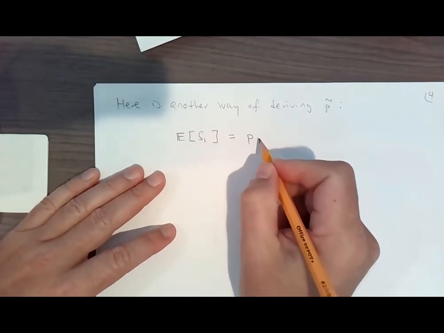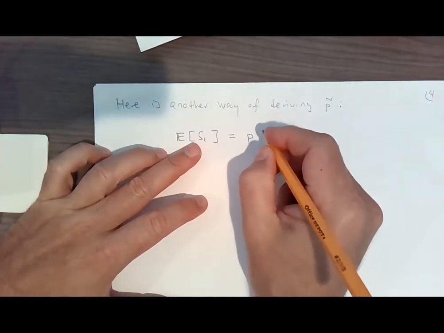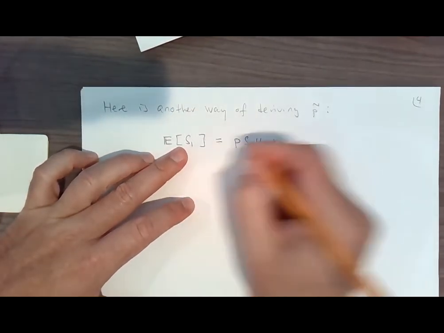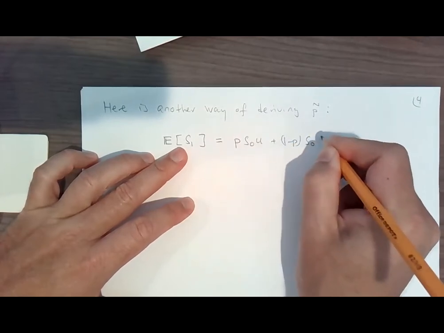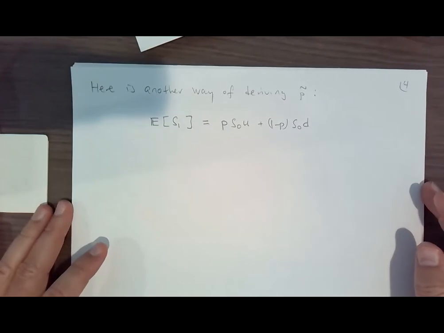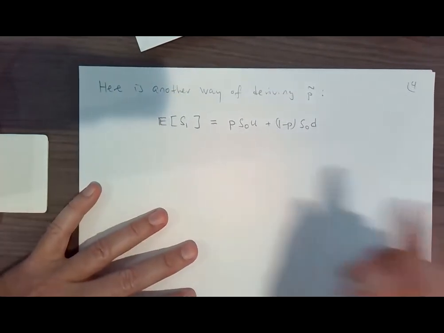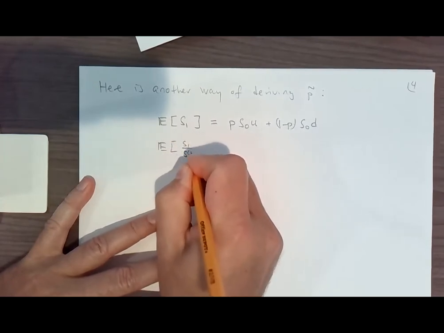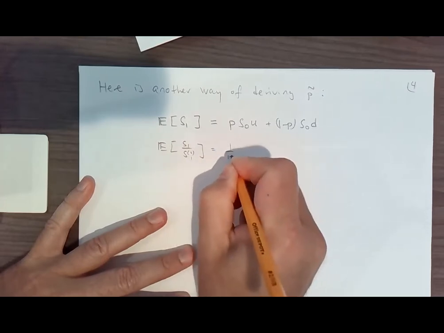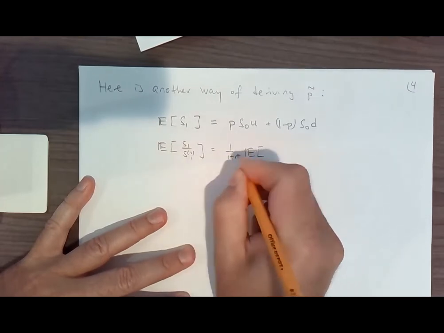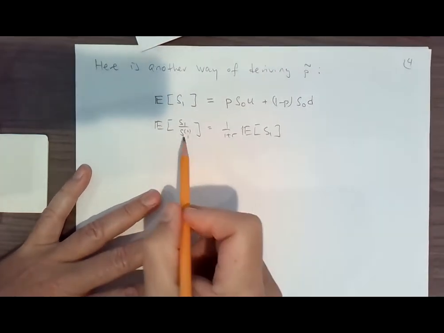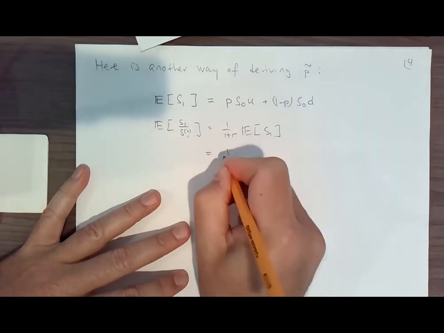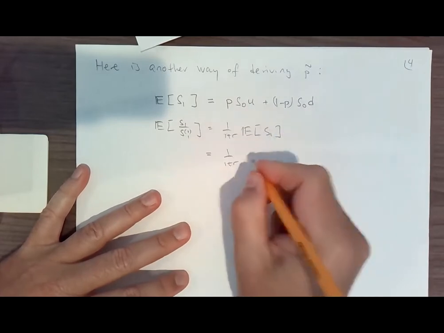And then this is going to be the value that S1 has in the upstate. So this is S0 times u. And then the probability in the downstate is 1 minus p times S0 d. Okay, so that's that expectation. We can compute more expectations. We can also compute the expectation of the discounted stock. So this is 1 over 1 plus r times the expectation of S1. Again, here we're using that there's no randomness in the bank account. The interest rate is a constant. And of course, this is 1 over 1 plus r times what we had just computed.